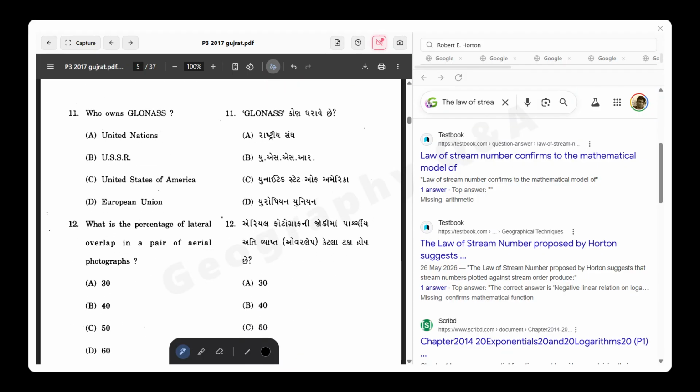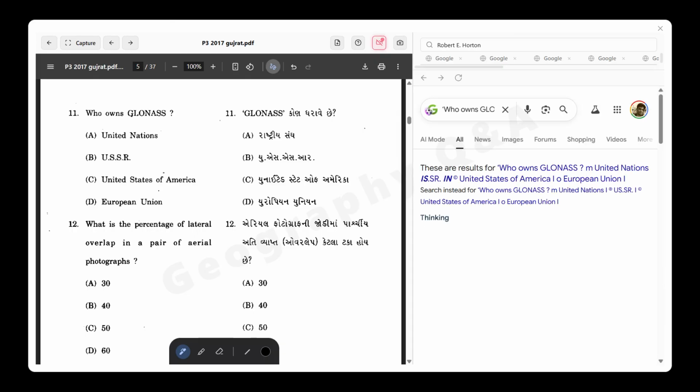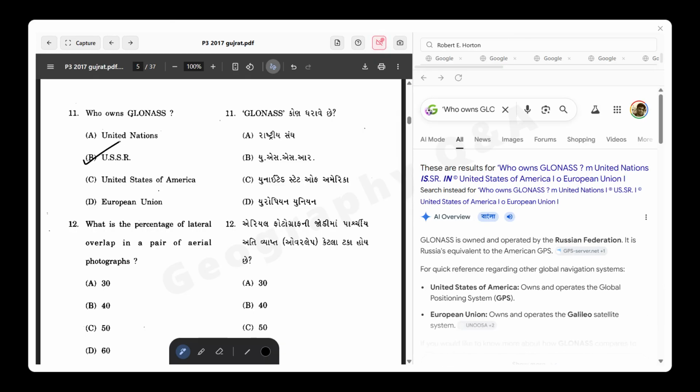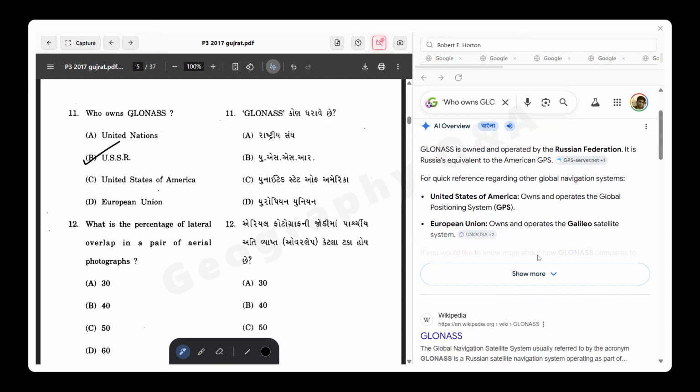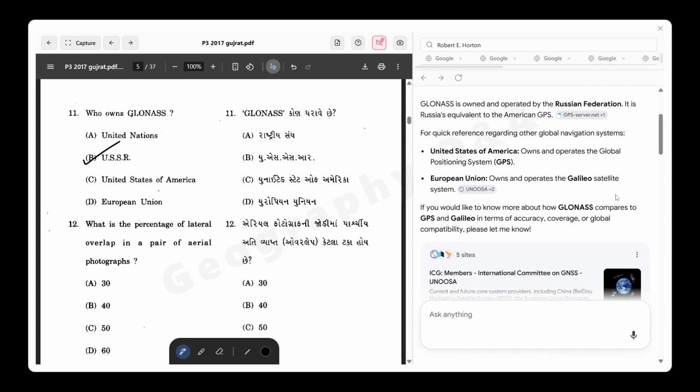The next question is the GLONASS. So the GLONASS satellite is associated with the USSR, the Russian Federation, right? The GLONASS was associated with the Russian Federation.